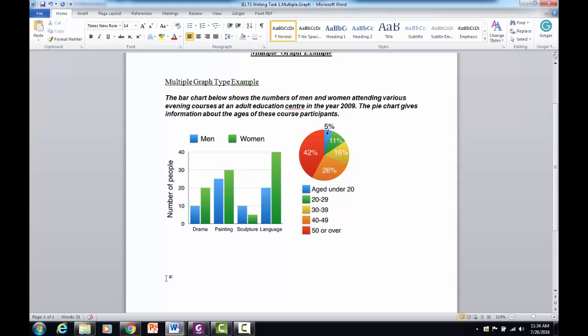So let's write our first sentence. We know we're dealing with an evening course in adult education. When we look at it, we see we have 4 different categories: drama, painting, sculpture, language. We have the number of people on the bar chart going from 0 to 40. We have men and women. So we're going to make a sentence describing that.